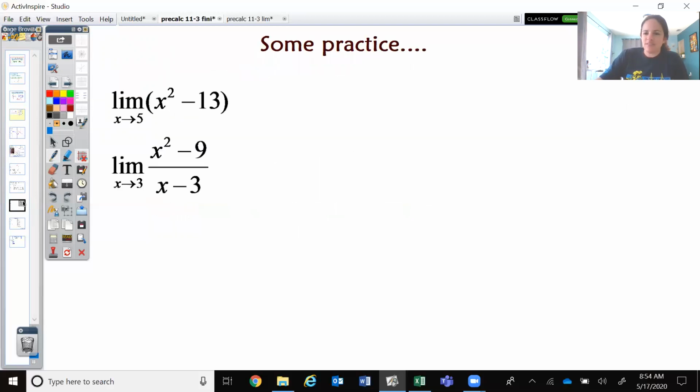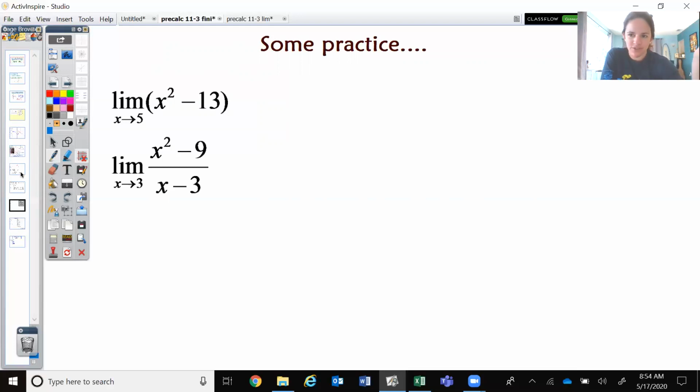And so let's look at some practice. First off, if you want to try these on your own, go ahead and pause, or we're going to do them together in 3, 2, 1. All right, first one, limit as x approaches 5 of x squared minus 13.